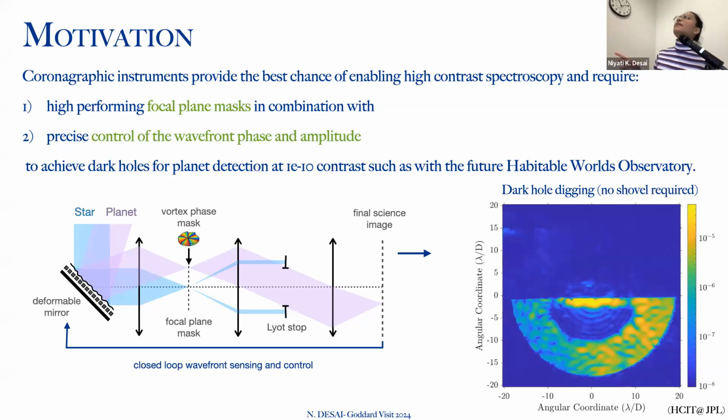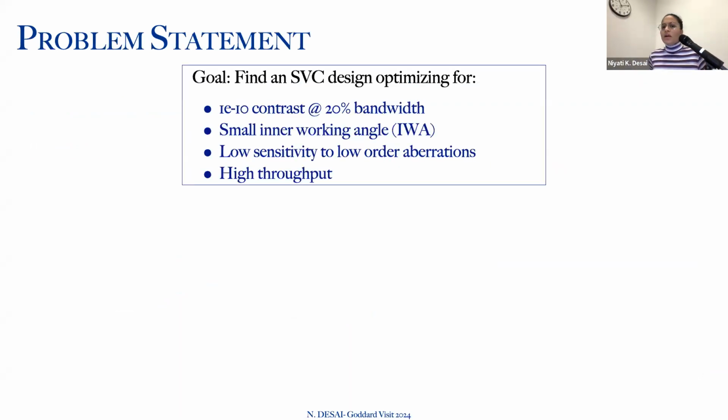And so on the right-hand side here, you see an example of, this is actually done in lab at JPL on the in-air coronagraph testbed, a dark hole being dug, that's what we call it, when you're trying to remove any of that stray light in a particular region of interest where you would be looking for exoplanets. So I'll talk a little bit more about that later, but this is the main idea. These are the two components I'm going to be talking about today.